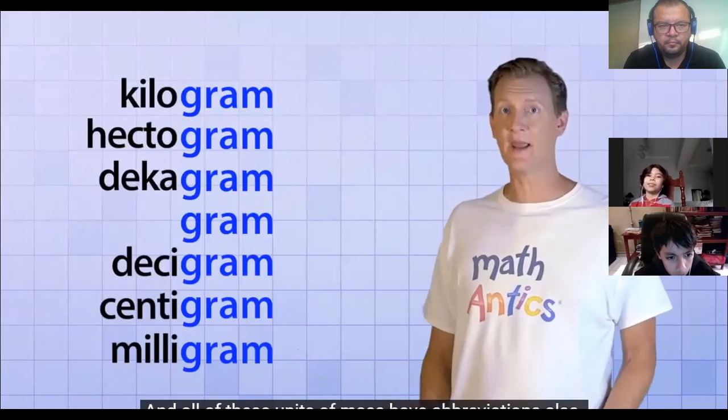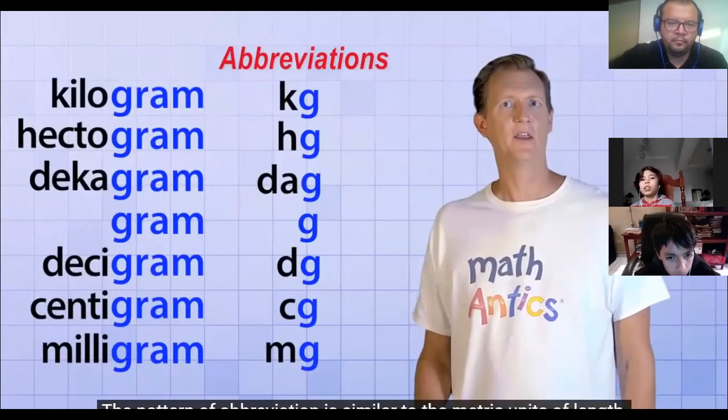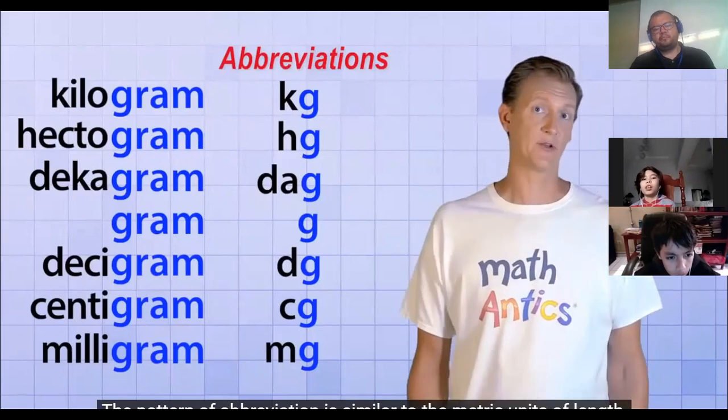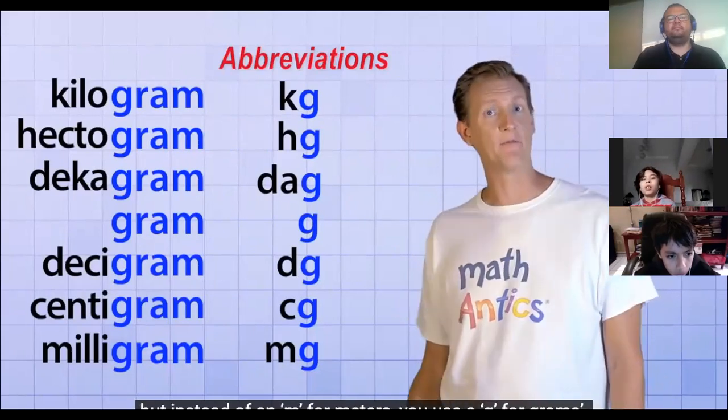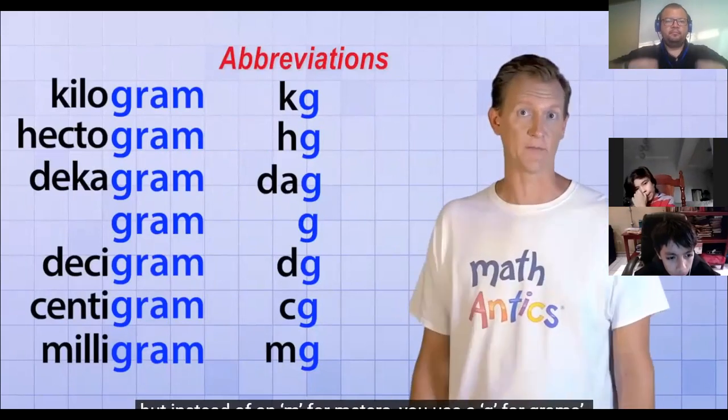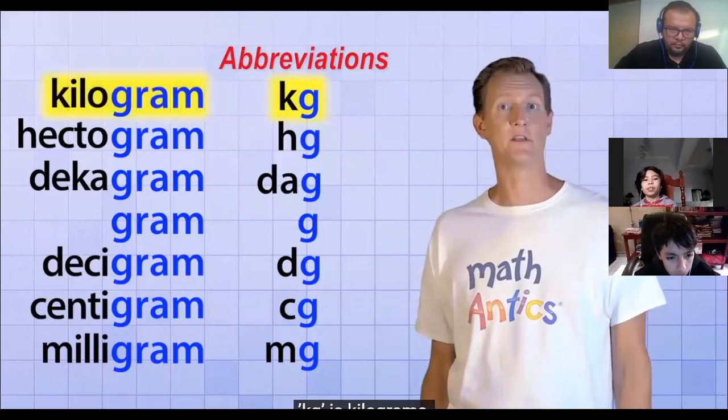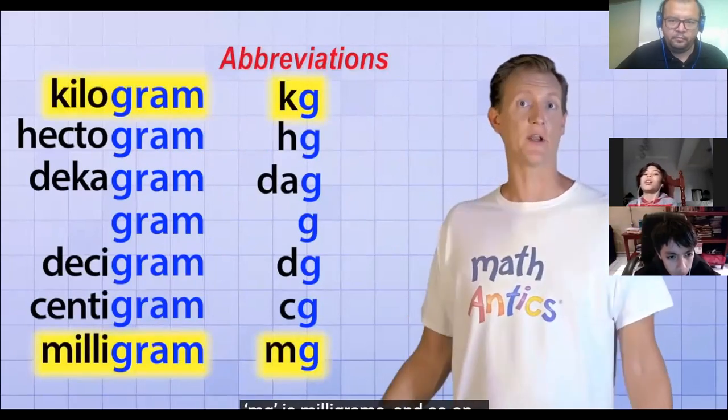And all of these units of mass have abbreviations also. The pattern of abbreviation is similar to the metric units of length, but instead of an M for meters, you use a G for grams. kg is kilograms, mg is milligrams, and so on.